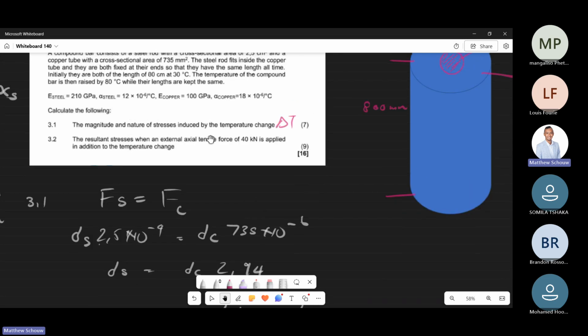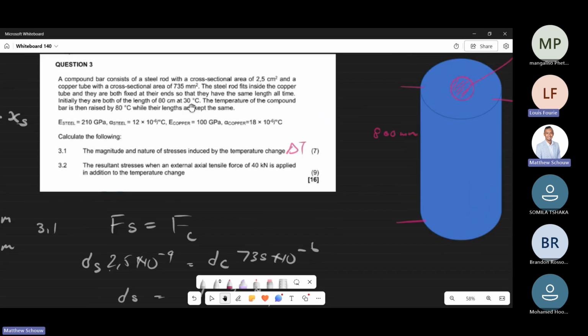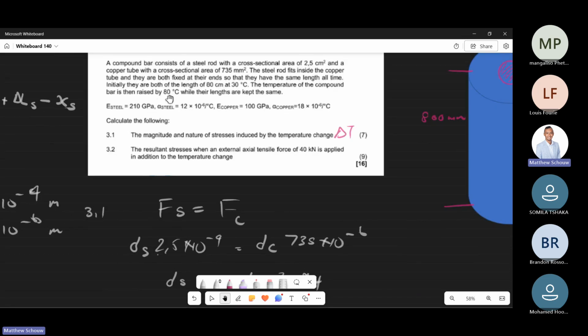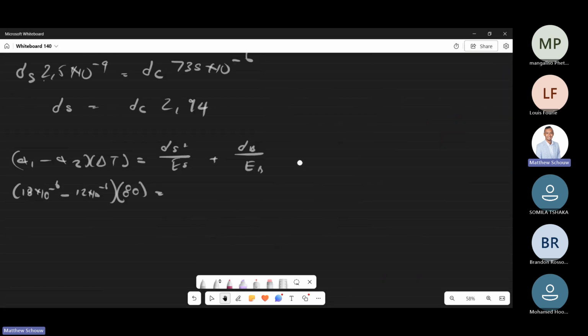It's raised by 80. Can you see it's initially at 30 degrees? If we say raised to 80, that means there's a temperature difference of 50, so you must be careful with the wording there. That's a trick question. So it's raised by 80, which means we're actually now at 110 degrees.